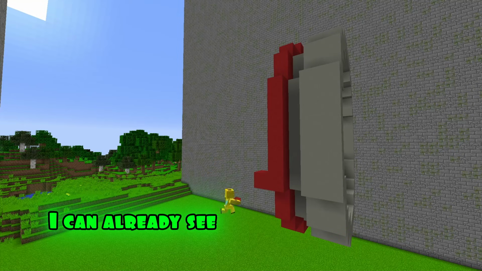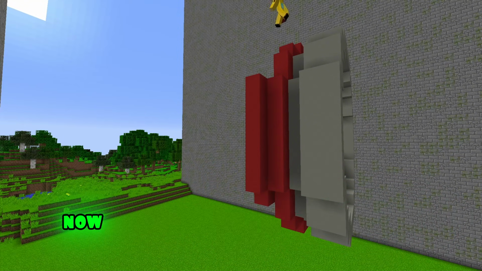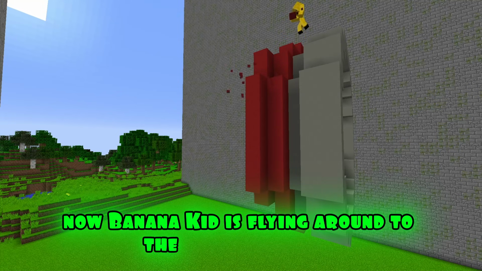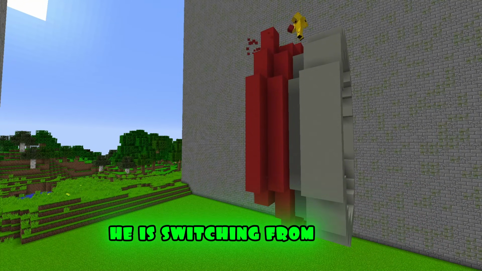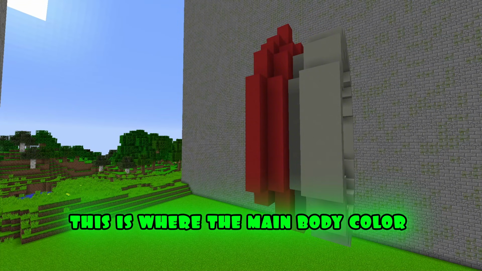I can already see the circular outline forming. It is going to be a big can when it is done. Now, Banana Kid is flying around to the back of the can. He is switching from light gray concrete to red concrete. This is where the main body color begins.